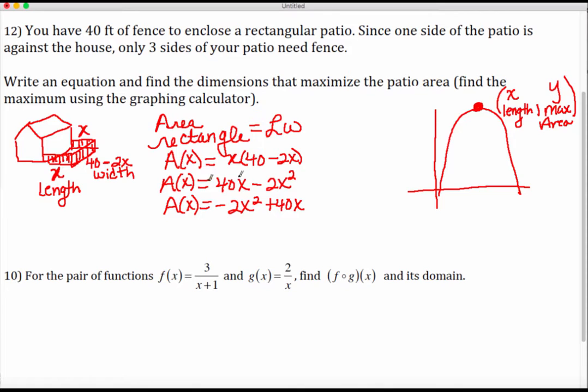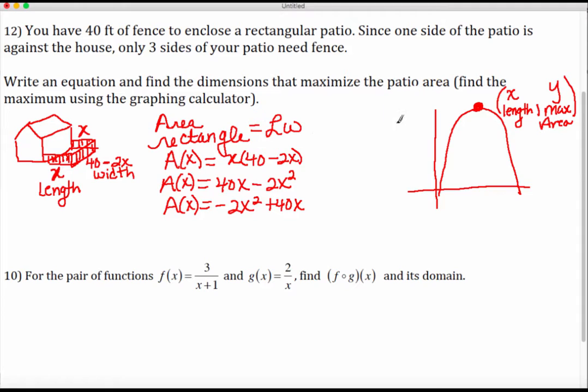The x coordinate tells you the initial length that you should cut off to get the biggest area out of your rectangular fenced area. And the X value is going to tell you what you need to cut off initially to get the biggest area possible with that amount of fence.